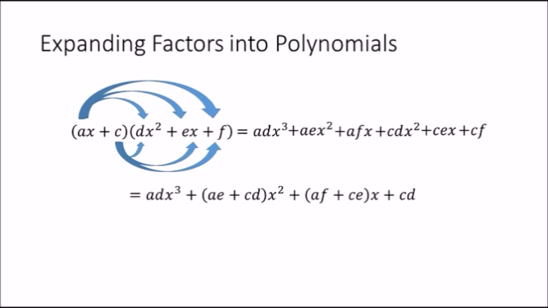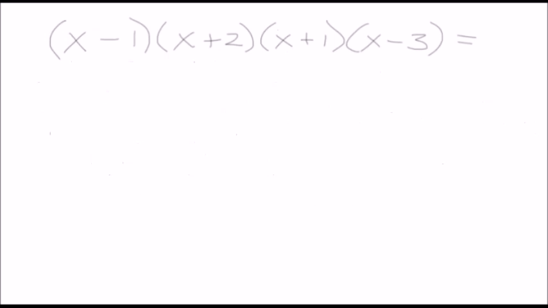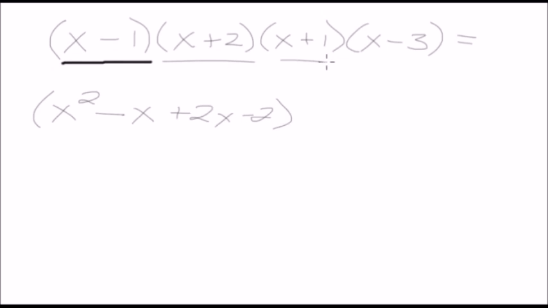So now we'll go ahead and look at a few example problems. So here we're considering a scenario where you have multiple different factors multiplied together. The easiest approach here is to take it one at a time. So I'm going to start off by multiplying just these first 2 terms together. So I get x squared minus x plus 2x minus 2. And while we're at it, I may as well multiply together these 2 terms. So I get x squared minus 3x plus x minus 3.